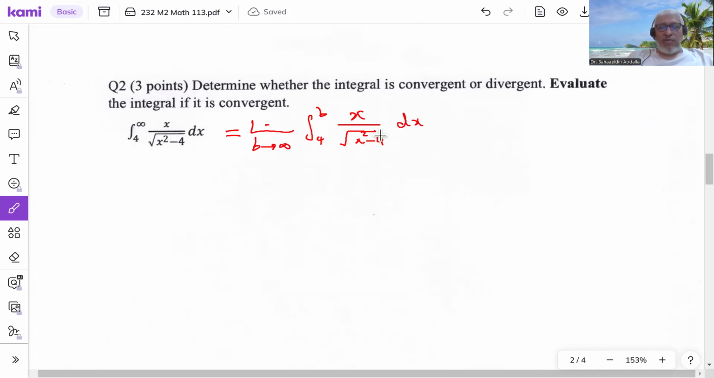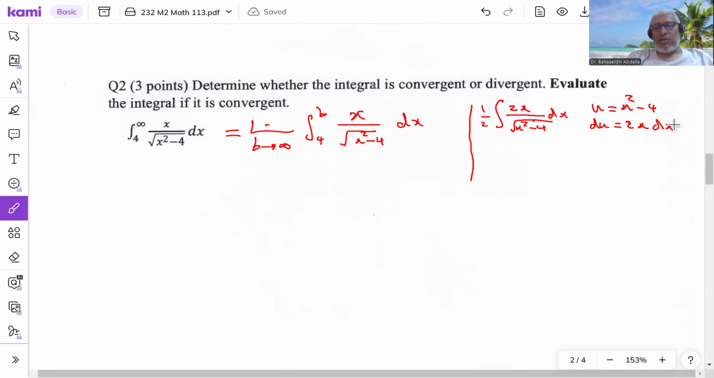All right, now how to find this integral? So let me work here. How to find this integral? Well, x squared minus 4, the derivative is 2x. I have x here, so I will divide by 2 and multiply by 2 in the numerator. And now I can take u as x squared minus 4. du would be 2x dx. So this is integration by substitution.